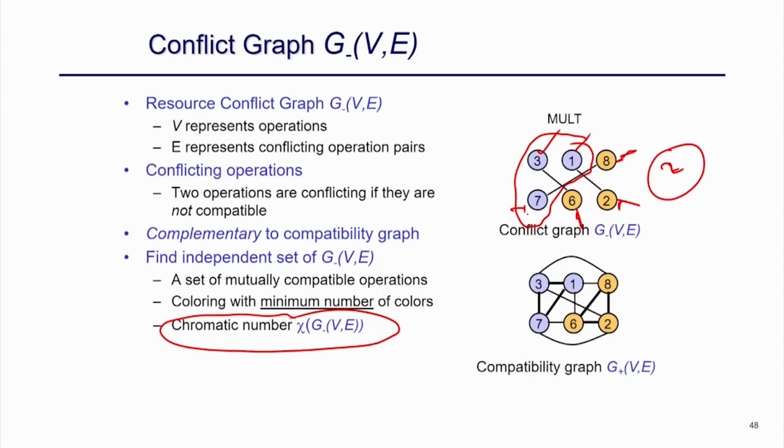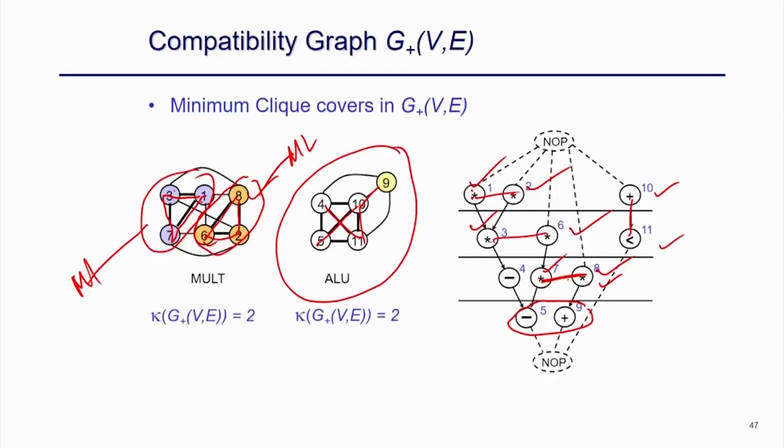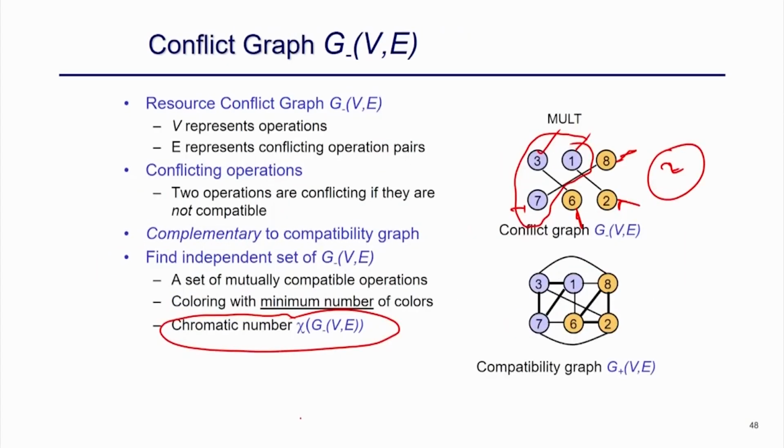So, both are the same problem, but you have a different approach. One is the clique covering problem, otherwise it is the graph coloring problem. Here also 2, 6 and 8 are mapped to the same multiplier, right. Since the chromatic number is 2, that means there are 2 multipliers required, and 1, 3 and 7 is going to map into multiplier 1, and 2, 6 and 8 going to map into multiplier 2.